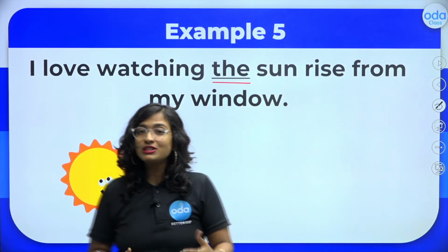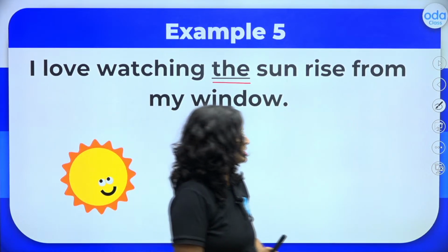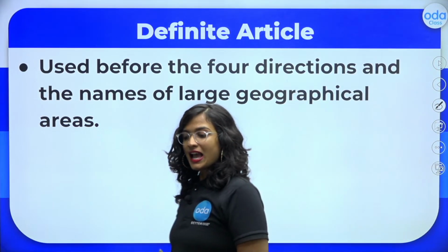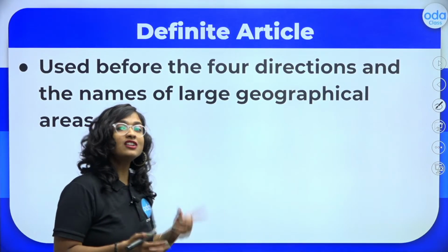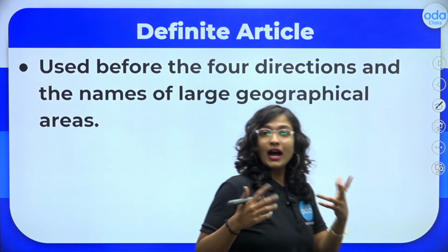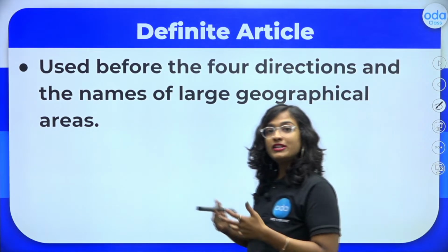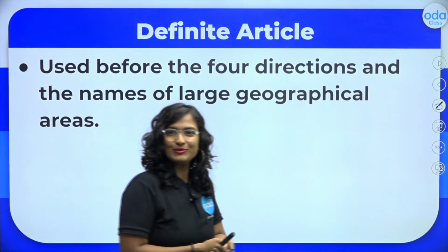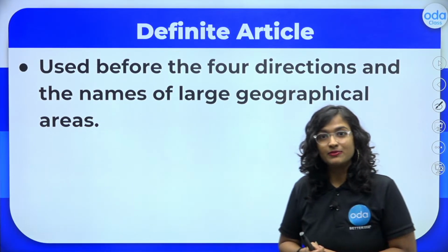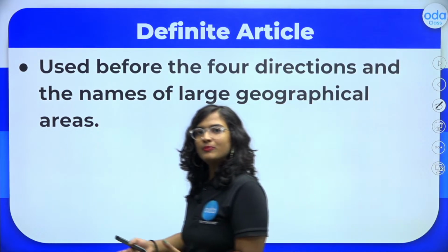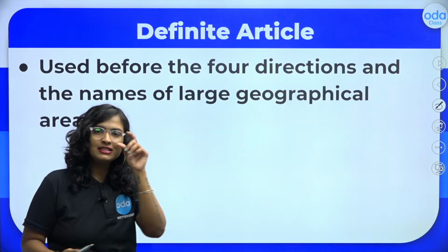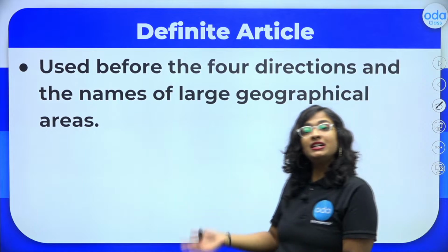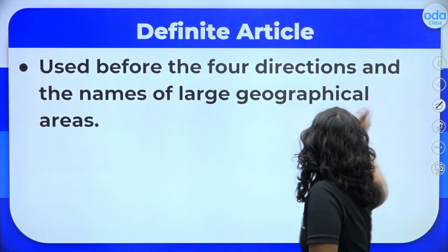Now moving on, students, to the next use of our article the. We use it before names of our 4 directions and also before names of large geographical areas. I am sure you've heard that whenever we refer to a large geographical area, for example, the Grand Canyon or the Sahara Desert, we always use our article the. Because more often than not, students, there is only one of this geographical area. Similarly, the Himalayas.